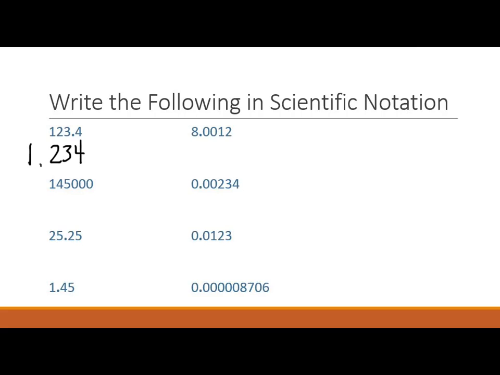Now, the next step is you're always going to write times 10 to the something. So in this case, you'll notice that the decimal point is here, but we're going to actually move it 2 places to the left in order to kind of wedge it in between the 1 and the 2 there. So we moved it 2 places, so we're going to put a 2 here. So 1.234 times 10 to the second.